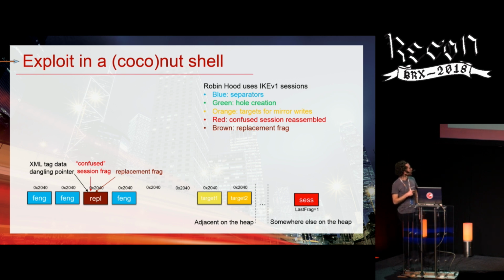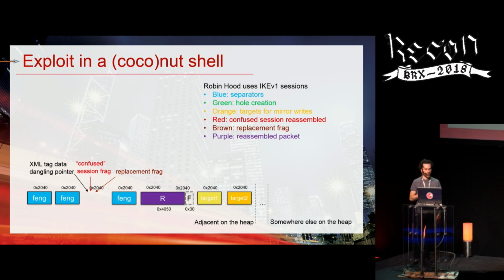But because I confuse the red session with a brown one, it's going to use this brown and this red to fill the hole. But first, it's going to allocate a reassemble packet. I make sure of the size so it leaves a free chunk afterwards.